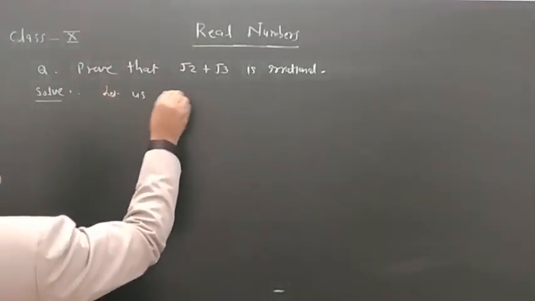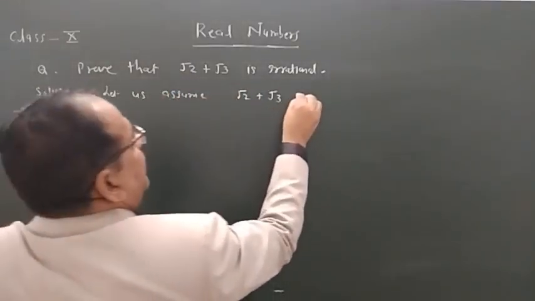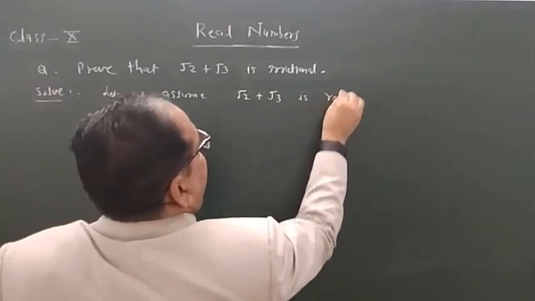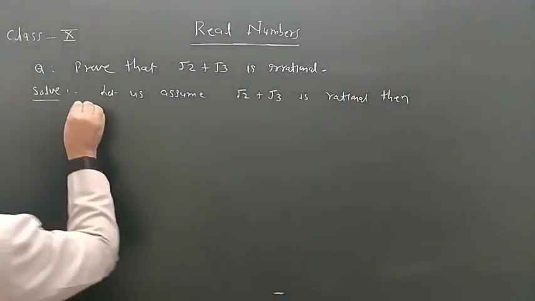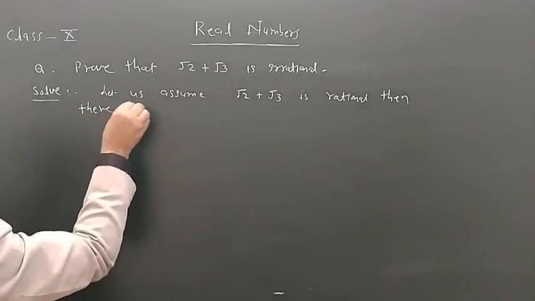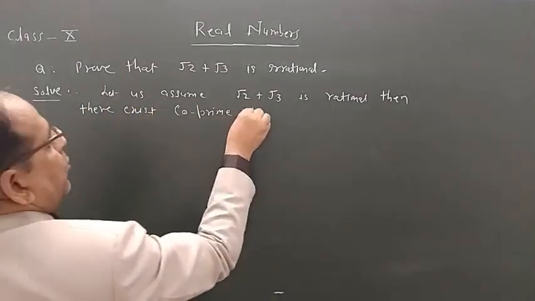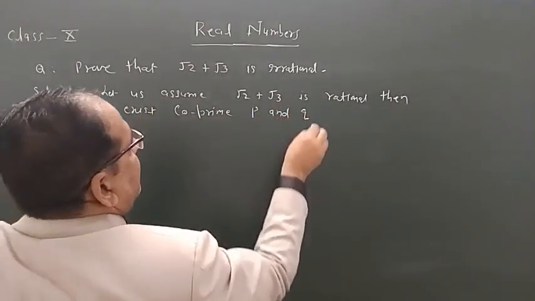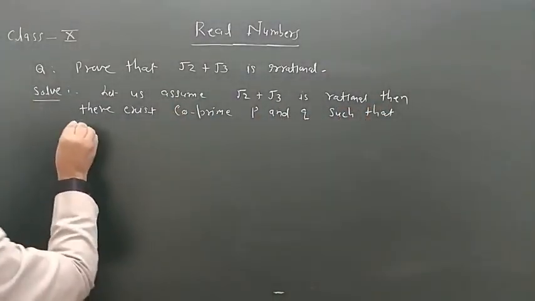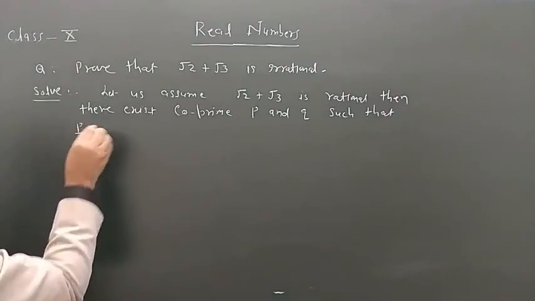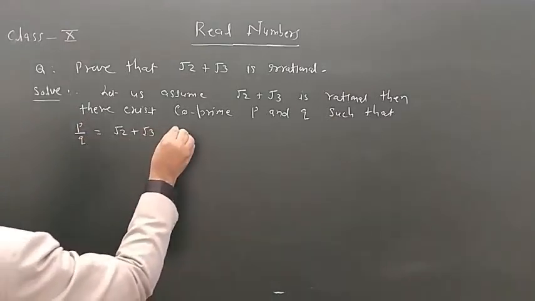Let us assume under root 2 plus under root 3 is rational. Then there exist co-prime p and q such that p upon q is equal to under root 2 plus under root 3.